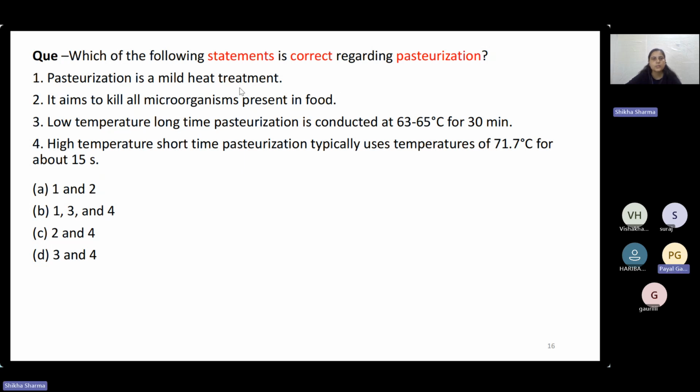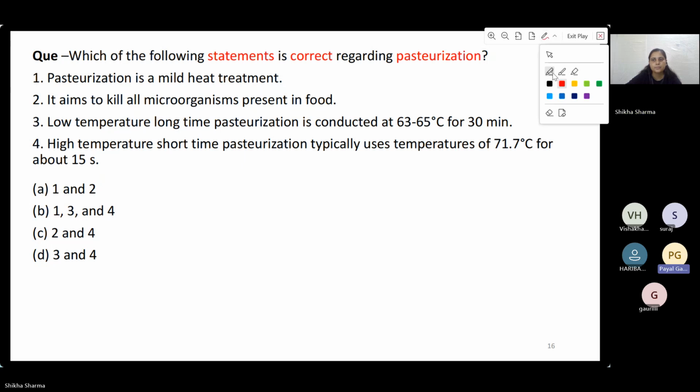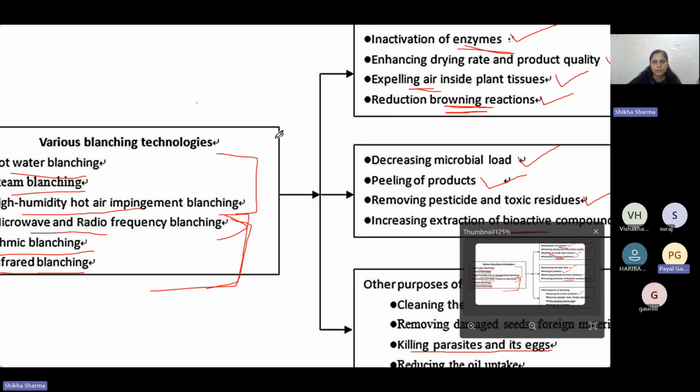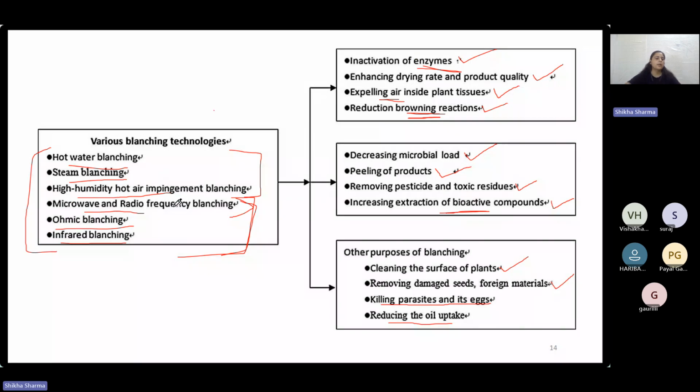So let's move to pasteurization. Yes, please. So for blanching, which is the correct method? Hot water and steam are not appropriate. We can go for novel technologies, since the conventional technologies were not appropriate. New methods are being developed, like microwave blanching or radio frequency blanching. So we can use those new technologies. Microwave and radio frequency are there.